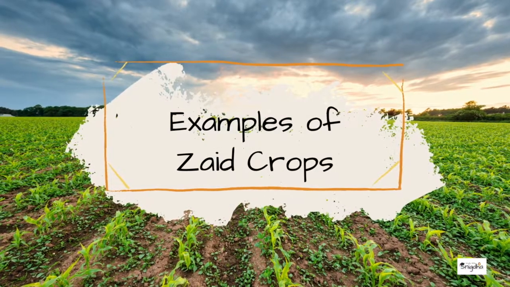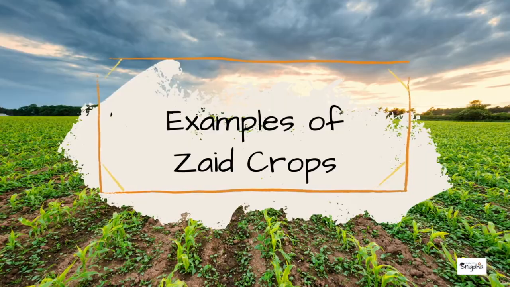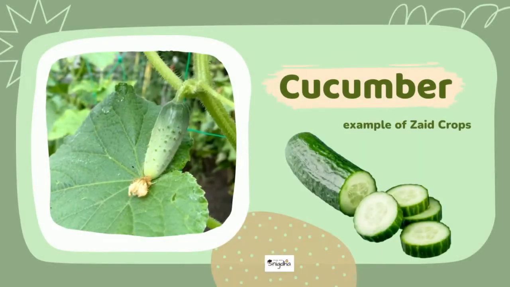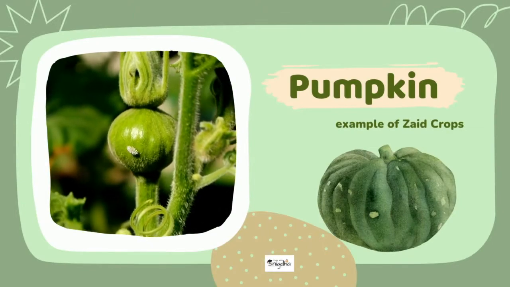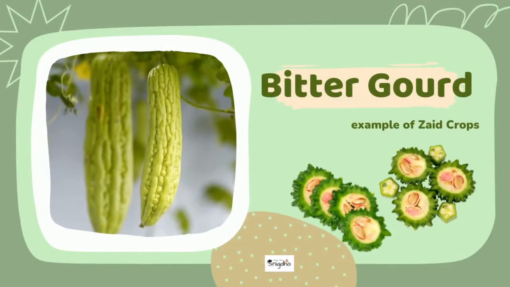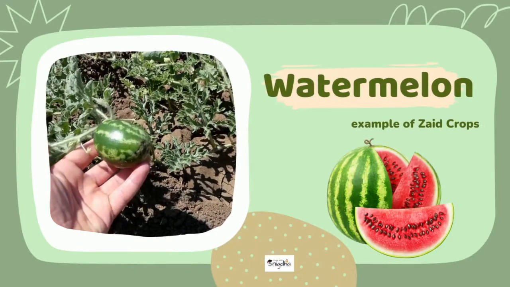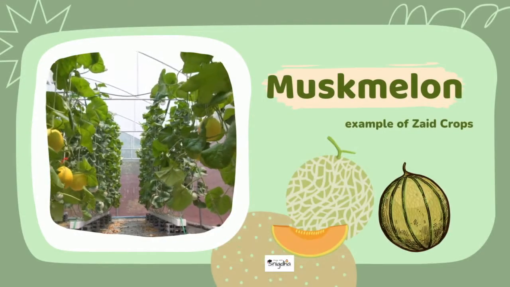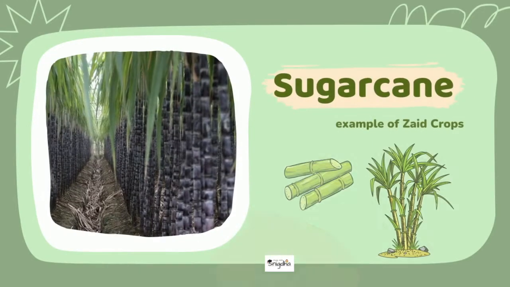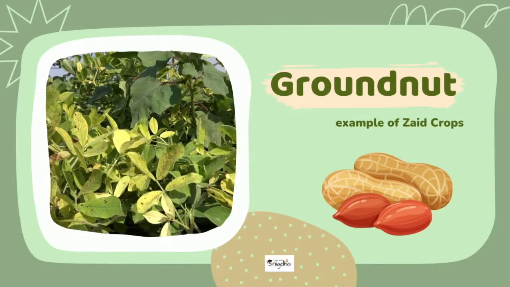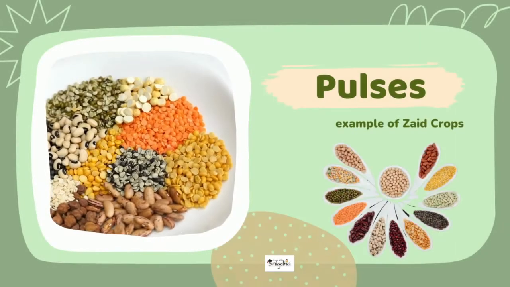Here are some examples of Zaid crops. Cucumber, pumpkin, bitter gourd, watermelon, muskmelon, sugarcane, groundnut, and pulses.